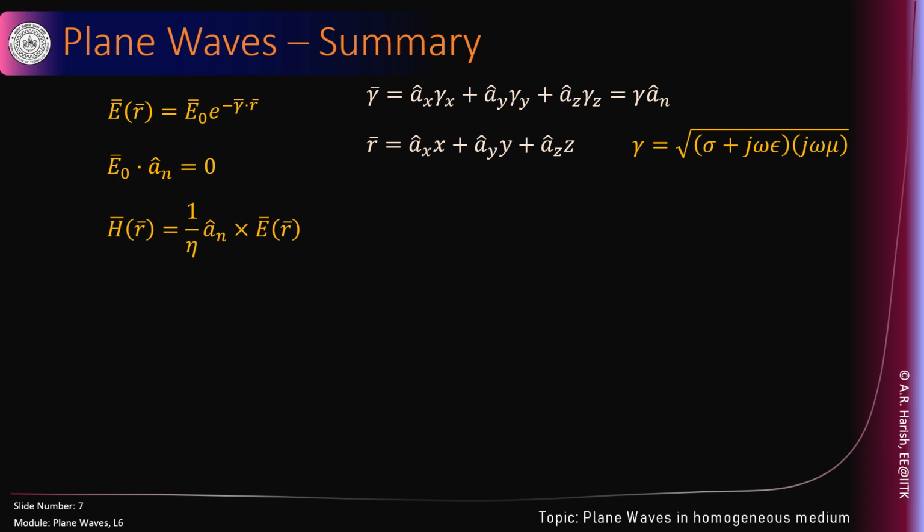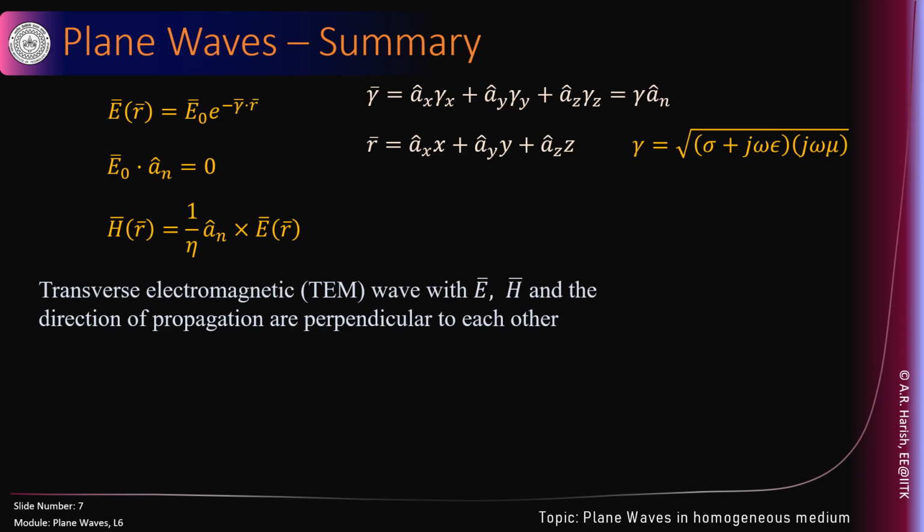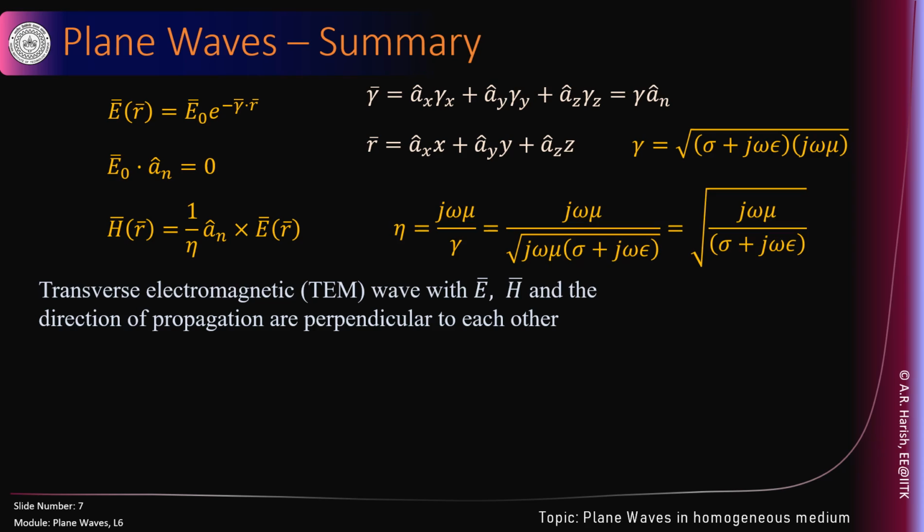That means E naught and n cap are orthogonal to each other, and H is also orthogonal to both E and n. Here we have E, H and the direction of propagation perpendicular to each other, and this is known as transverse electromagnetic. Both electric and magnetic fields are orthogonal or transverse to the direction of propagation.